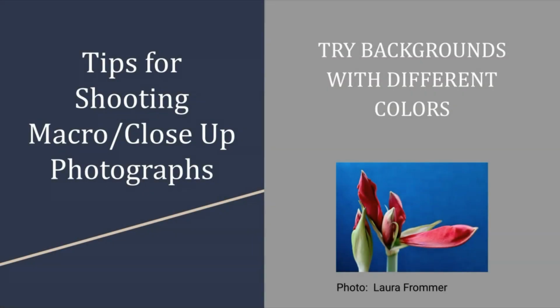Try backgrounds with different colors. Obviously, this isn't going to be an option if you're shooting outdoors. But if you're shooting indoors, try using different backgrounds. You might be surprised at the variety of effects you get, like the one shown here by Laura Frommer. You can shoot against a colored wall or drape fabric behind your subject, or use construction paper. Once I used colored gift-wrapped paper. I taped it to a solid surface, and I put my subject in front of it for sort of an aged effect. It looked really cool.